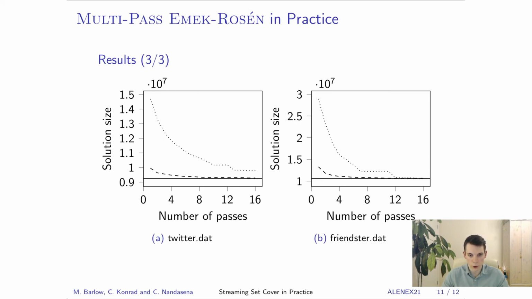First, the multipass Emek-Rosen does indeed improve the solution quality. You can see in these results that the solution size does decrease as our pass count increases. That is for the dashed multipass line. Second observation here is that given sufficient passes, both algorithms seem to converge to the DFG result, which is known to perform very similarly to the greedy approach, so they're essentially all converging to the greedy solution. The third observation here is that the multipass Emek-Rosen converges much faster than progressive greedy in all of the cases.